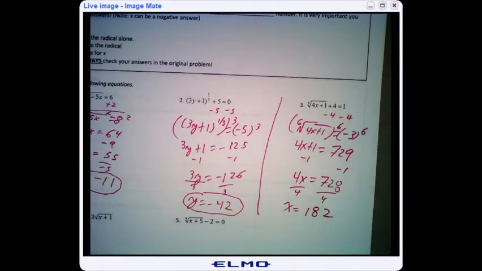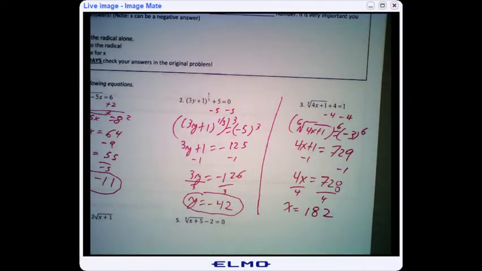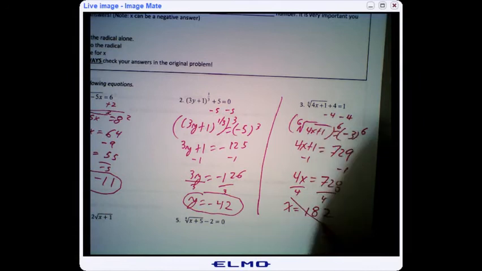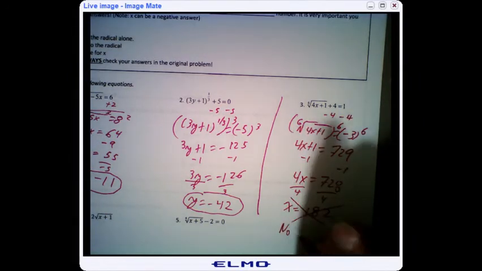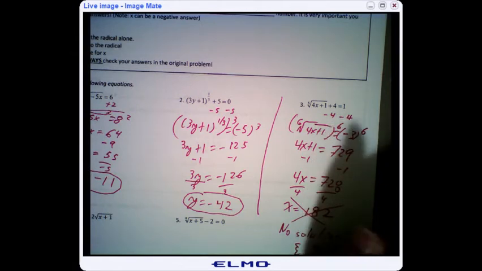And then we're going to take the 182 and plug it in for x into our original equation and see if this left side does indeed come out to be 1. It does not. When you plug 182 in, you're going to get 7 equals 1, which is not a true statement. Therefore, this is not a solution. And sometimes when you have no solution, they're going to do the empty set brackets.